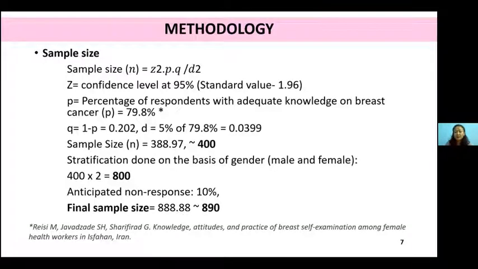The sample size was calculated using the formula Z square PQ by D square, taking the 95% confidence interval, P as 79.8%, and allowable error of 5%. We have the sample size of 400. Then stratification was done on the basis of gender, and putting the anticipated non-response rate of 10%, we have the final sample size of 890.